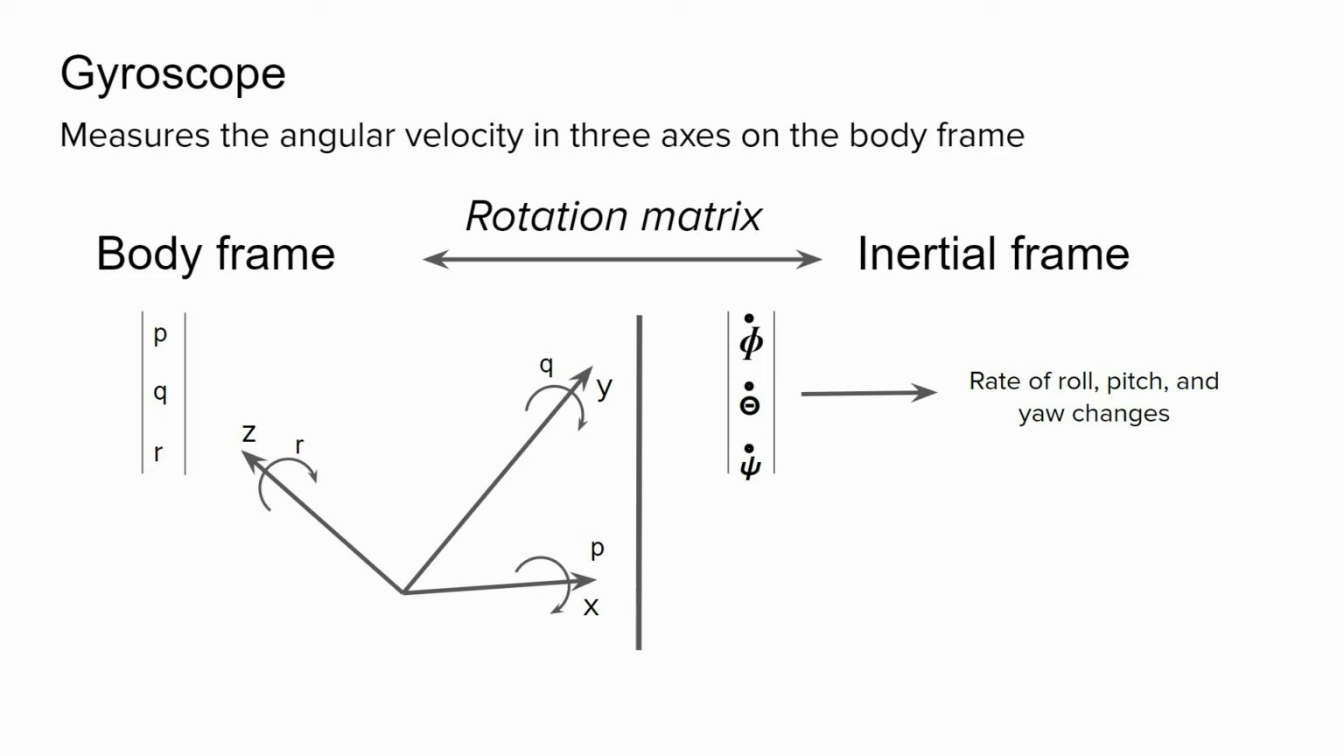Using the gyroscope readings, we can estimate the rate at which roll, pitch, and yaw angles are changing. In other words, we can estimate the derivative of these angles. And of course, we have to use the rotation matrix to establish a relation between these two vectors.